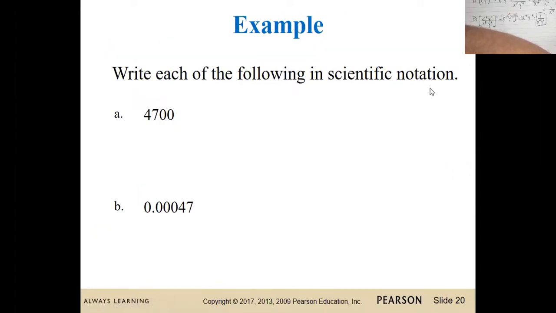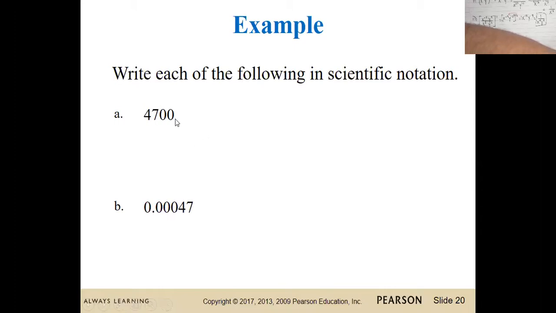So let's look at this example here. It's 4,700. Now, A compared to B, I hope you all would understand 4,700 is large compared to 0.00047. If we were talking miles or even feet, you're walking a lot more walking 4,700 feet as opposed to 0.00047, which is not even close to one foot. When you have smaller numbers, your exponent's going to be negative. When you have larger numbers, your exponent's going to be positive, and we'll talk about that when we're talking about powers of 10.